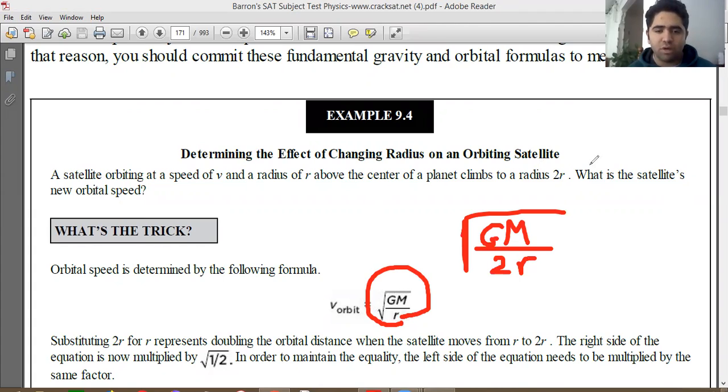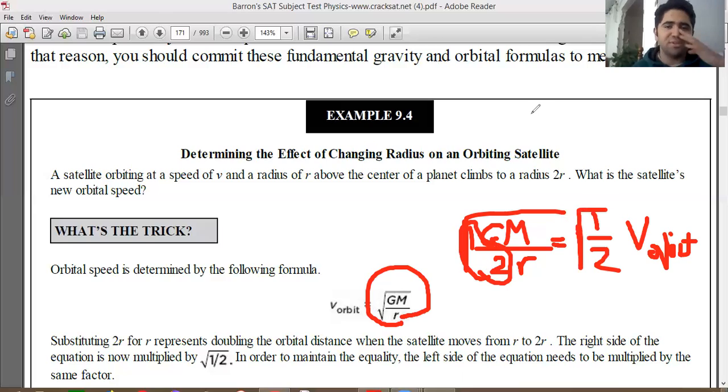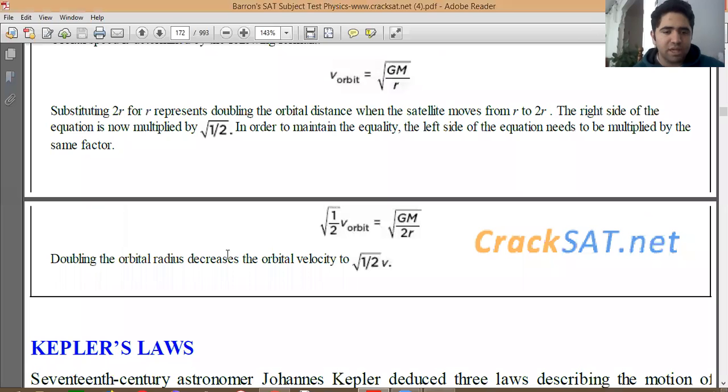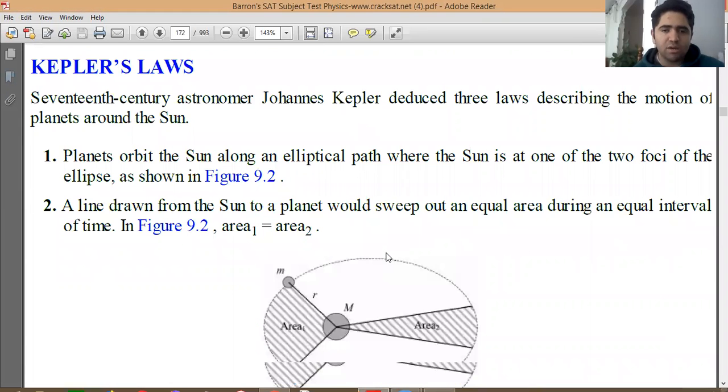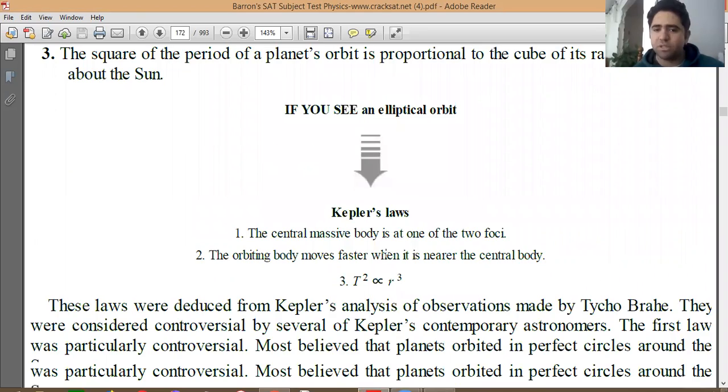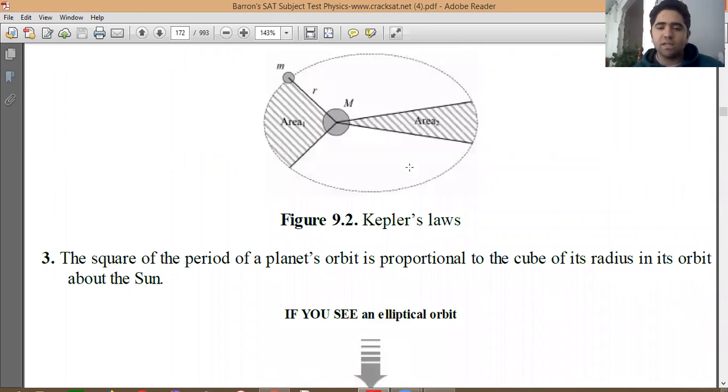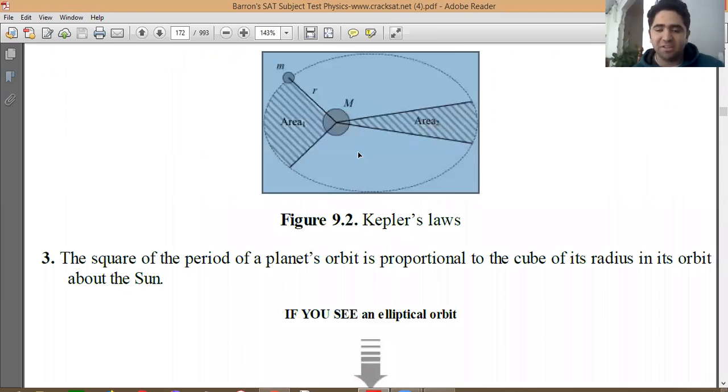Well, we have 1 over 2 right over here. So the new orbital speed is equal to the old one, except that it's multiplied by root 1 over 2. So that is how you're going to solve it. And if you look here, that is exactly how you solve it. Kepler's laws are not very important in this lesson, except that the areas covered in the same period of time are equal. So this area here is equal to that area there.